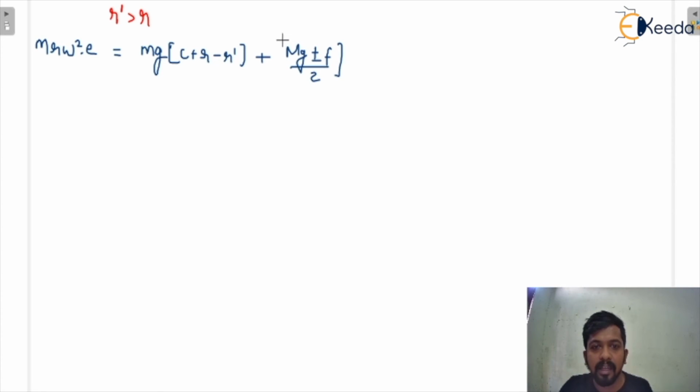Either you can get it by applying the moment equations, but generally if you learn it directly, the time will reduce in the examinations. It would take less time to solve the questions. Otherwise you have to find it out and it would take a lot of time. So mg plus minus f by 2 multiplied by b plus c. Okay, this is the equation, and it is used when r dash is greater than r. Now this would be the formula for the Porter... Powell governor.